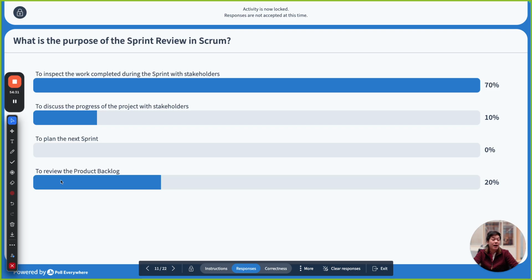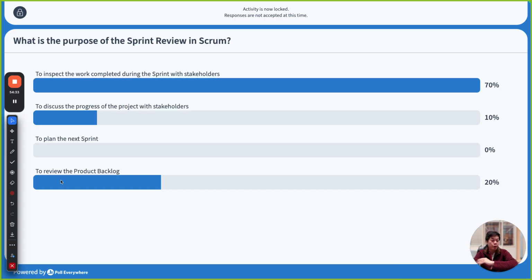Review the product backlog. That's the sprint planning. You review the backlog. You assign the tasks, the work items from the backlog into the sprint backlog, right? So that's how you review that one, but it's not the sprint review. Discuss the progress of the project with the stakeholder. I mean, normally at the end of the sprint, not during the review. Okay. Next.